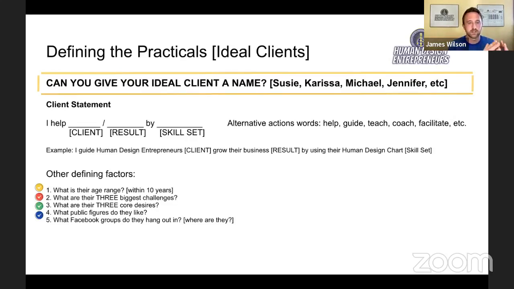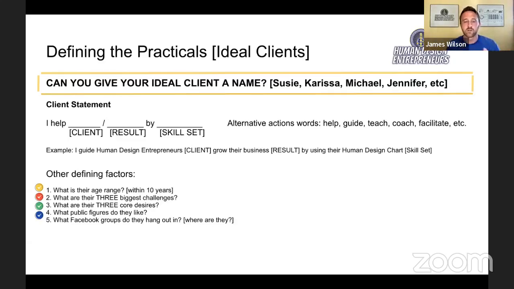Here's a practical suggestion for a statement of I help, or you can use alternative action words. And I would love to see some of these in the comments afterwards. I do read all the comments and I'll give feedback on things that you share. And so if you give me this statement, I would love to look at it. And if you would like a suggestion on it, I will offer that.